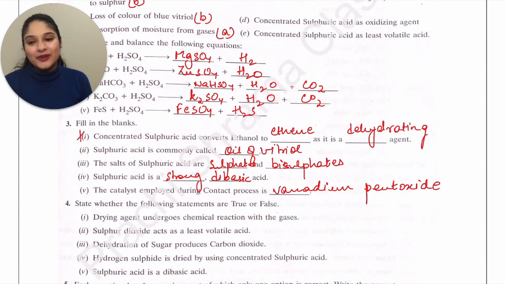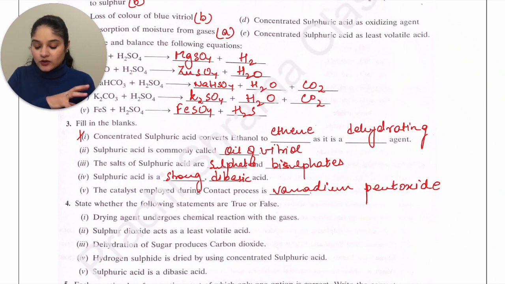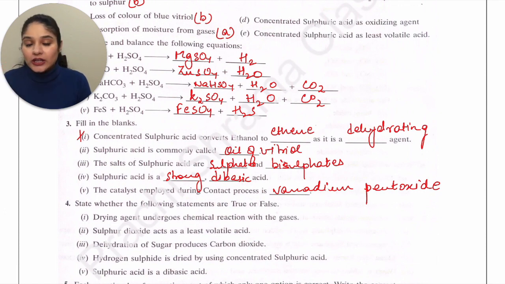Now the next question is state whether the following statements are true or false. So let's start with the first one. Drying agent undergoes chemical reaction with the gases. No. Drying agent only plays a role in absorbing the extra moisture. It does not play a part or play a role in the chemical reaction. So the answer is false.